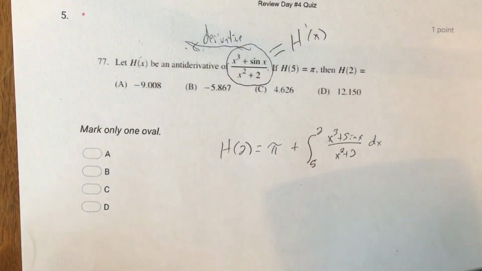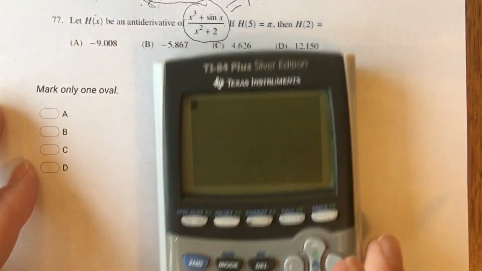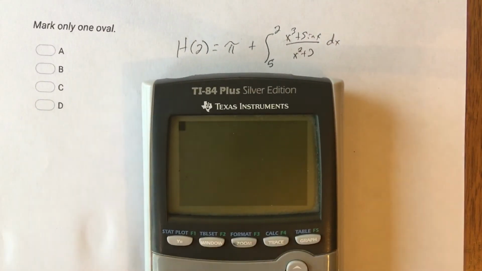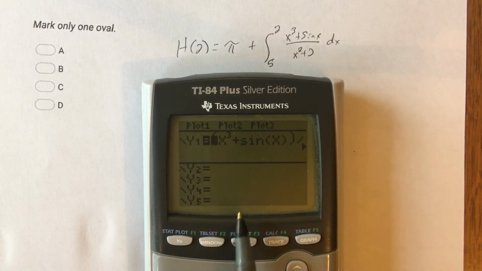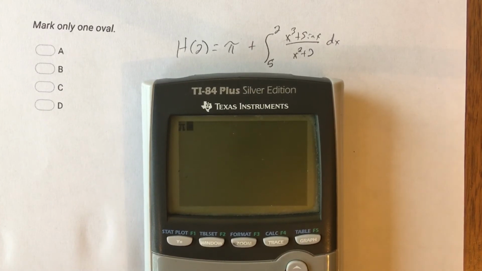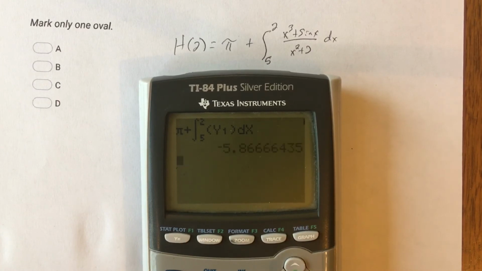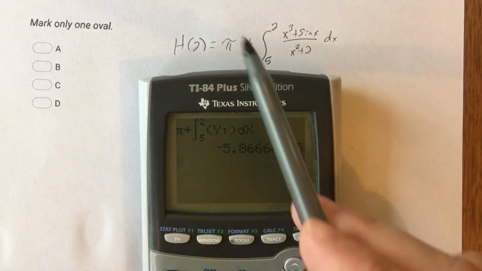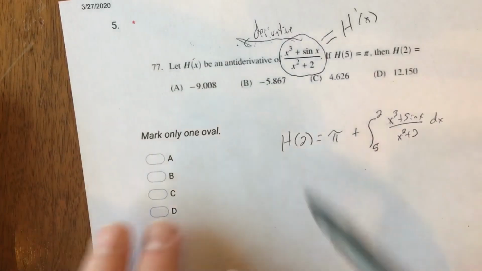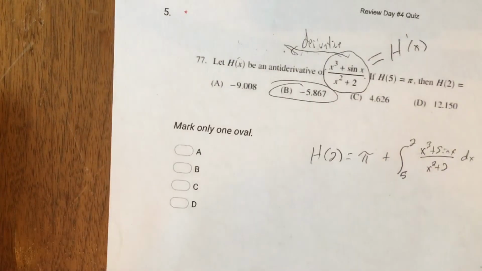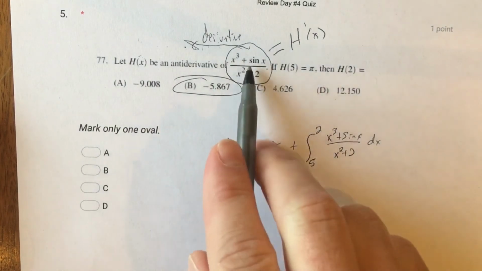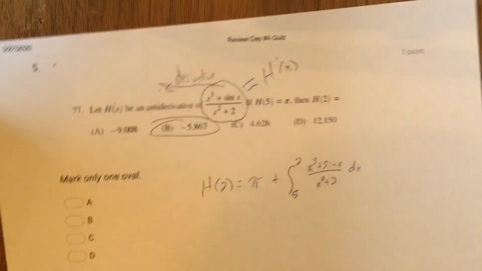So this is a calculator problem. So we take our calculator now, and I go to y equal, and I've got that plugged in for y equal. So I'm going to go to my thing here and go pi plus math 9 from 5 to 2 of alpha trace y1 dx, enter, and I get negative 5.87, and that's B. So not too bad once we understand what that's representing, right?